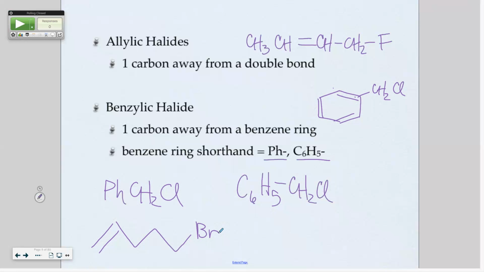What kind is it? It's alkyl. Notice it is not vinylic, and it is not allylic because it's too far away from the double bond. So this would be an alkyl halide.